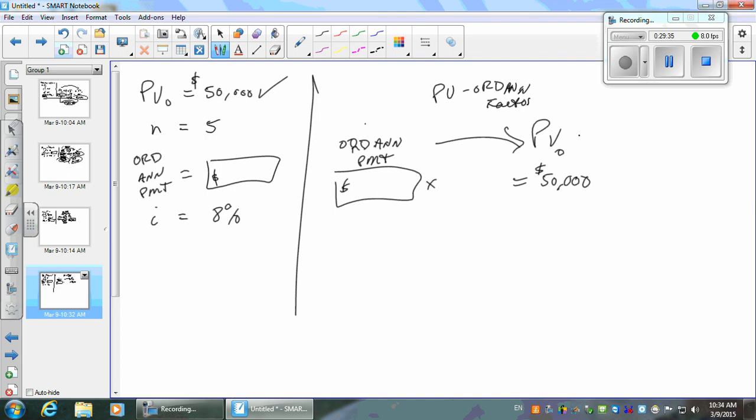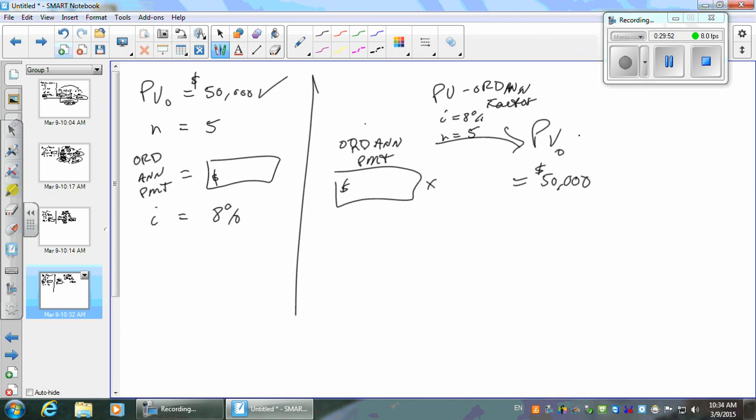What's the interest rate? 8%. What's the number of periods? So this time we're going to have 5 factors added up, but they're all going to be present value factors. The first 5 present value factors at 8% get added up. Year 1, 2, 3, 4, 5.